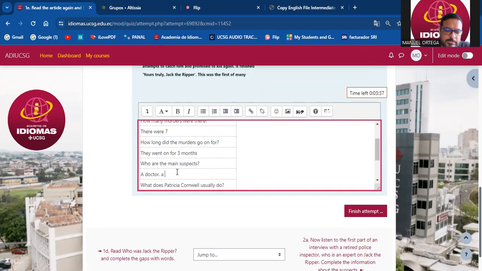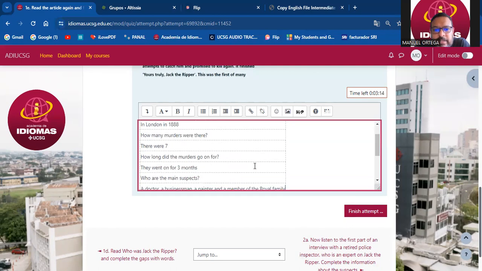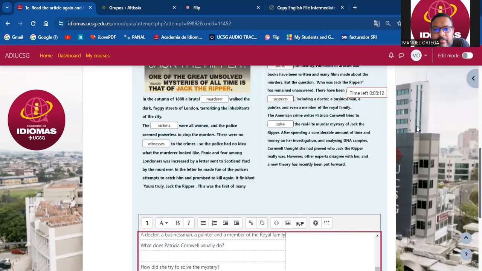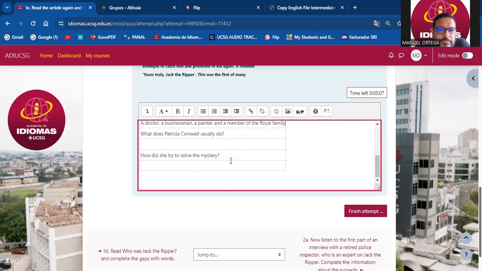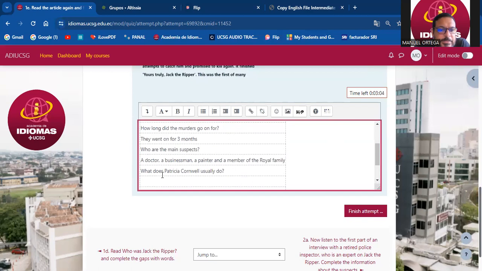A doctor, a businessman, a painter, and a member of the royal family. So those are the suspects: a doctor, a businessman, a painter, and a member of the royal family. Let me see. What does Patricia Cornwell usually do?